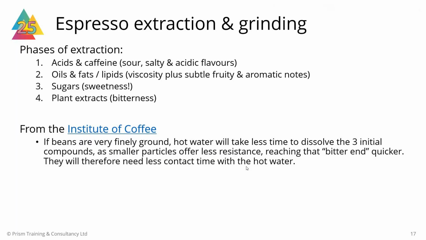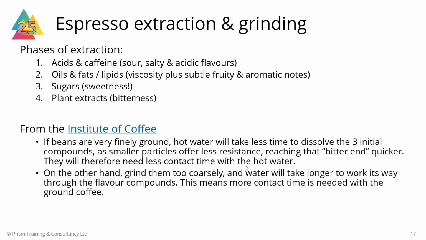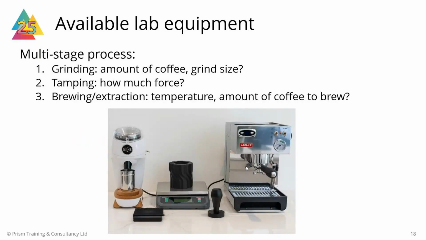So if we grind it too finely, we run the risk of over extracting our coffee. Alternatively, if we grind our coffee too coarsely, then we might under extract our coffee because we're not pulling out enough of the bitterness to round off the sour initial flavour. So grind size appears to be quite an important component of this, as well as various other things we'll see shortly. So what can I do within my kitchen?